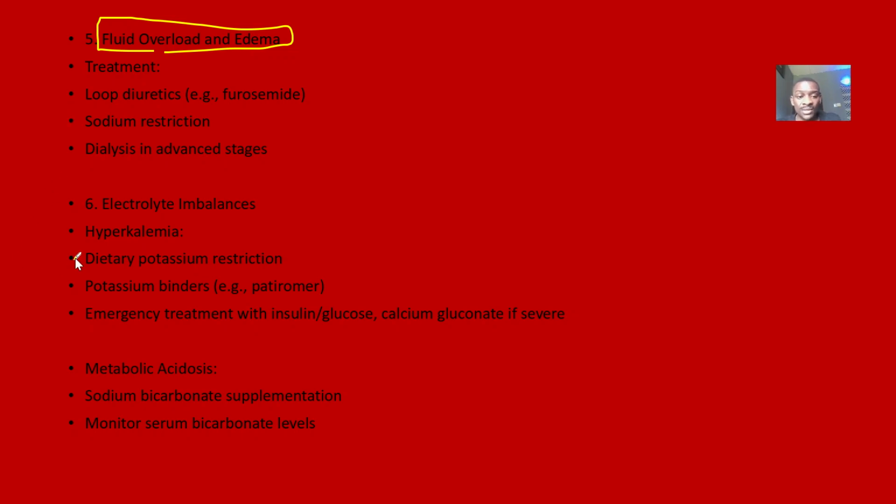Then electrolyte imbalance, they are having high potassium. Okay, so dietary control of potassium, binders, emergency treatment with insulin, glucose, calcium gluconate if severe. Then they're also having issues of acid building up in the body. Okay, so if acid is built up in the body, you give what? Base, so that it will neutralize the acid. So that's where sodium bicarbonate actually comes in.